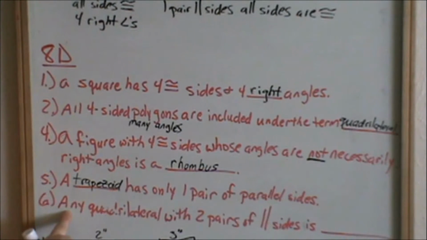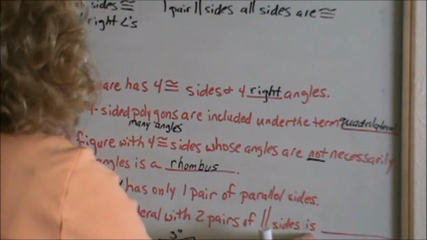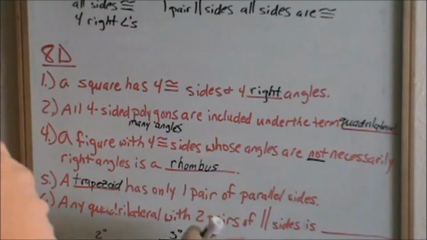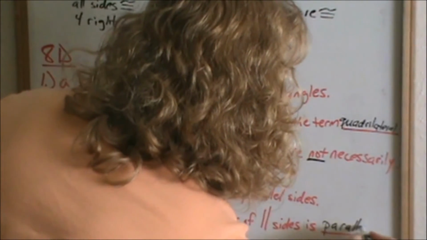Okay, number 6. Any quadrilateral with 2 pairs of parallel sides. Okay? It doesn't talk about right angles, so it doesn't say it does have right angles. So, we should just put that under as a parallelogram.